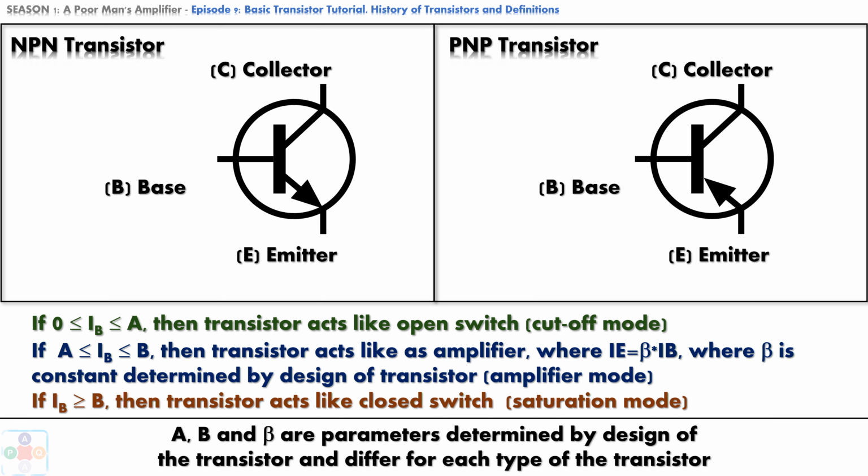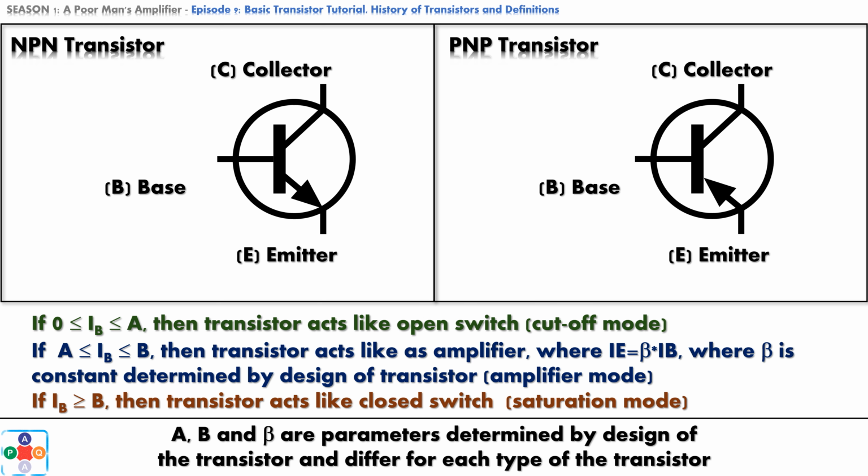If the base current is greater than value A, and smaller than value B, then we say that transistor is in active mode, and acts as an amplifier. In this mode, the emitter current is proportional to the base current. If base current is greater than the value B, we say that transistor is in saturation mode, and acts like a closed switch in the circuit. In this mode, maximum current flows between the collector and emitter terminals.